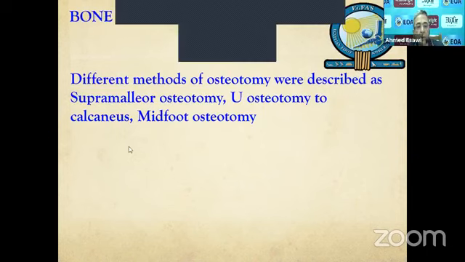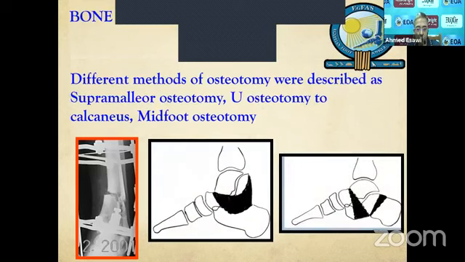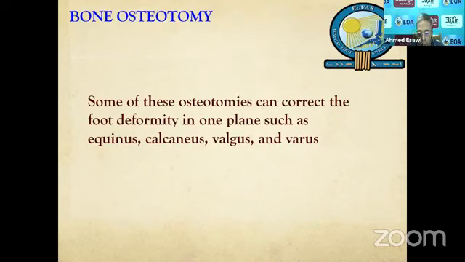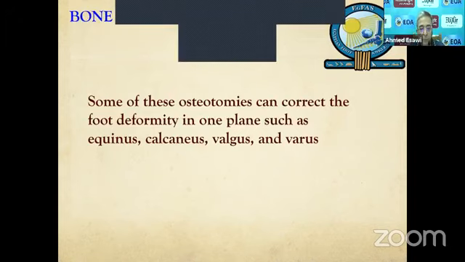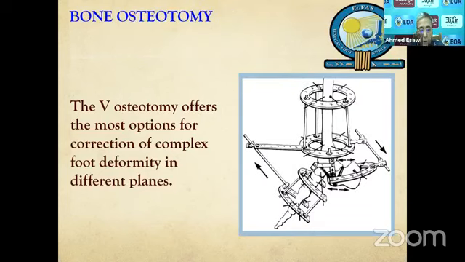Another type of technique is bone osteotomy. We have different methods of osteotomy, like supramalleolar osteotomy, U osteotomy, and also midfoot osteotomy. Some of these osteotomies can correct foot deformity in one plane, such as equinus, calcaneus, valgus, and varus. However, the V osteotomy is another type of osteotomy, the best option for correction of complex foot deformities, as they usually affect multiple different planes.